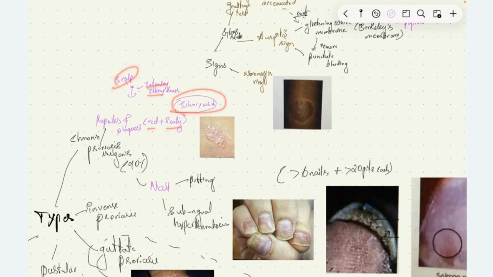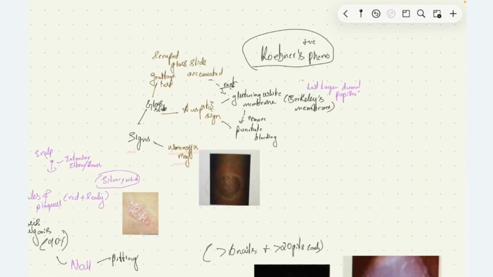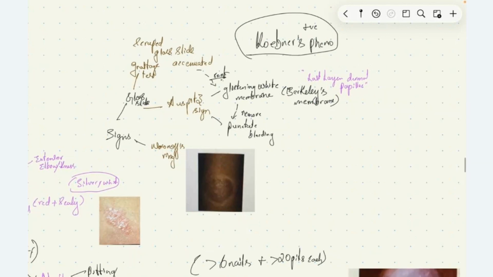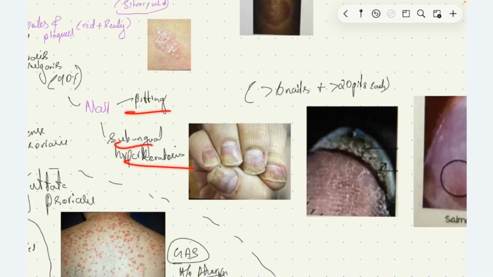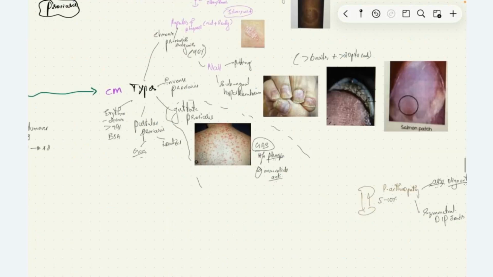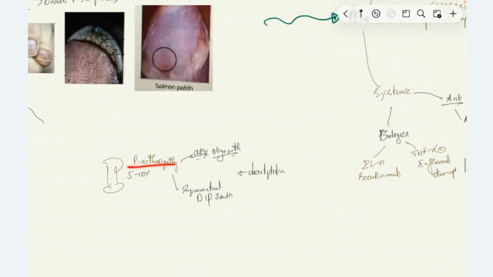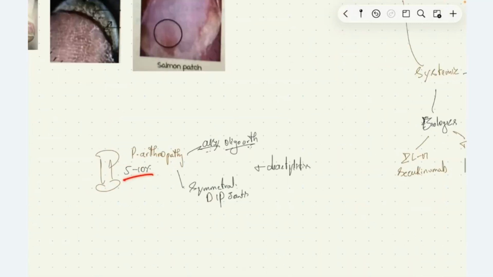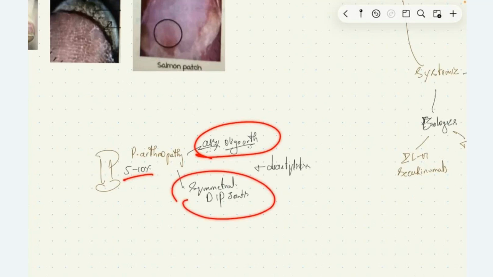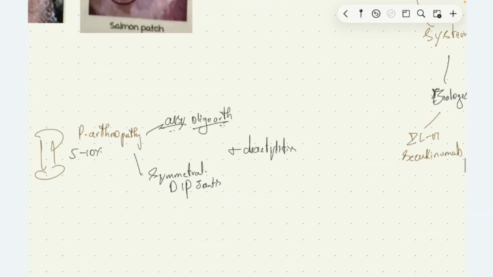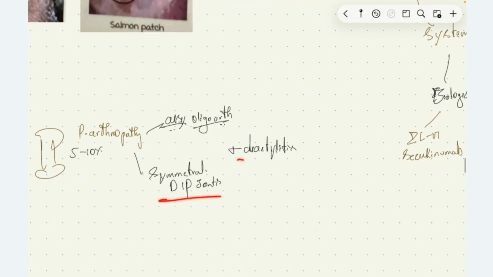Signs are Woronoff's ring, that is the hypopigmented ring around the plaque. We have the test with a glass slide, that is Grattage test, and Auspitz sign. In nail involvement, we have pitting and subungual hyperkeratosis. The guttate type of psoriasis, where we see a raindrop kind of appearance. We have other kinds like pustular psoriasis, generalized and localized types, and erythrodermic psoriasis. We see psoriatic arthropathy in 5 to 10% of patients, where we see asymmetric oligoarthropathy or symmetrical DIP joint involvement, that is the distal interphalangeal joint involvement, with dactylitis.